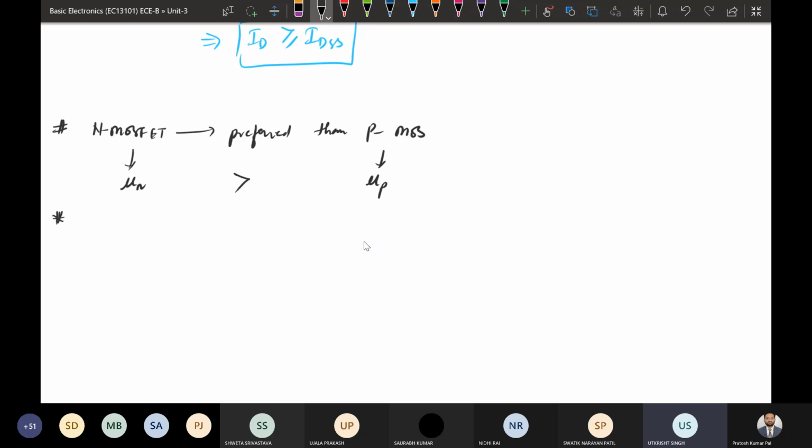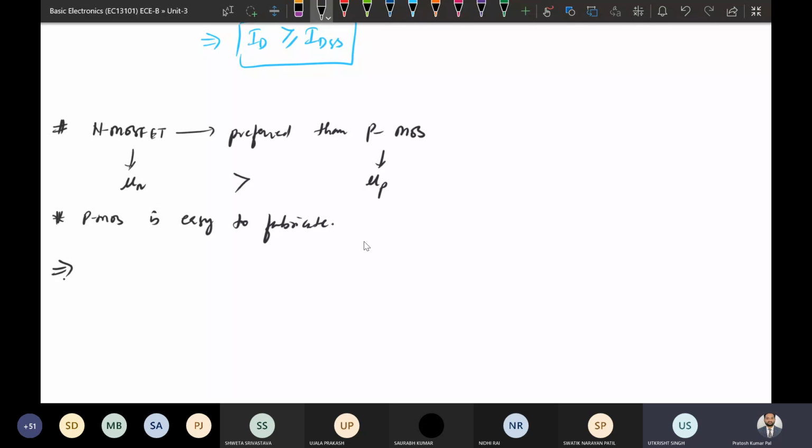But from the fabrication point of view, PMOS is considered to be easy for fabrication. PMOS is easy to fabricate compared to N MOSFET. But overall, the N MOSFET has better performance, and it can have better performance in less area.